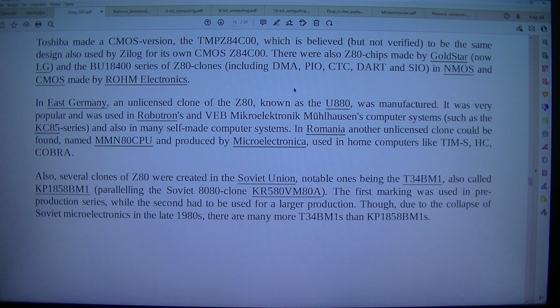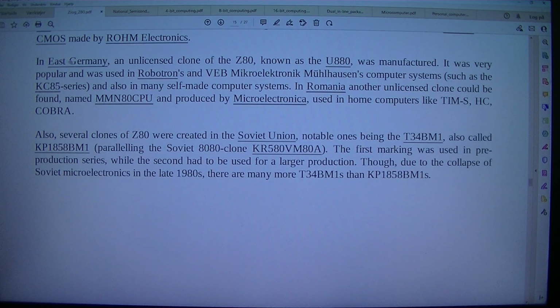In East Germany, an unlicensed clone of the Z80, known as the U880, was manufactured. It was very popular and was used in Robotron and VEB Mikroelektronik Mühlhausen's computer systems, such as the KC85 series, and also in many self-made computer systems.